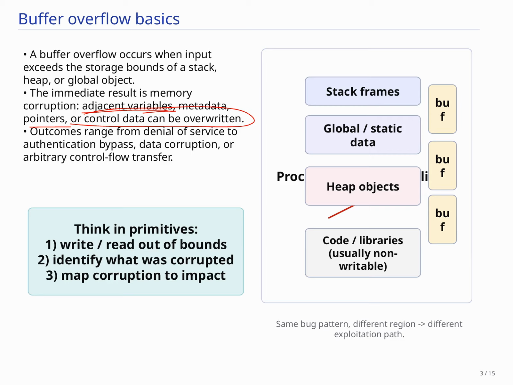So the outcome ranged from denial of service to authentication bypass, data corruption, or arbitrary control transfer. So buffer overflow is not only about remote code execution, but it can also be just a denial of service, which means that your program is crashing by sending buffers. Or the authentication can be bypassed, or the data inside the database can be corrupted, or the last one is you can control everything, remote code execution.